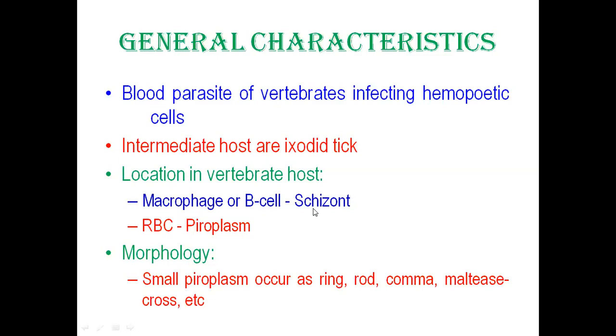Here there will be an asexual generation, that is the schizont stage occurs, whereas in RBC also, some stage of the parasite we call piroplasm. We will see in the picture. Okay, then how does the parasite look? The parasite is looking like a ring or rod or comma, or sometimes like a Maltese cross, meaning that they are tetrads. Four organisms will be occurring in the RBC, which we will see in the picture also.